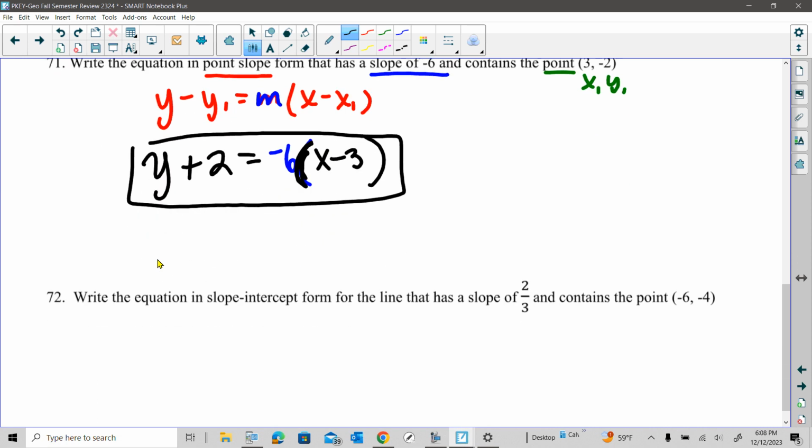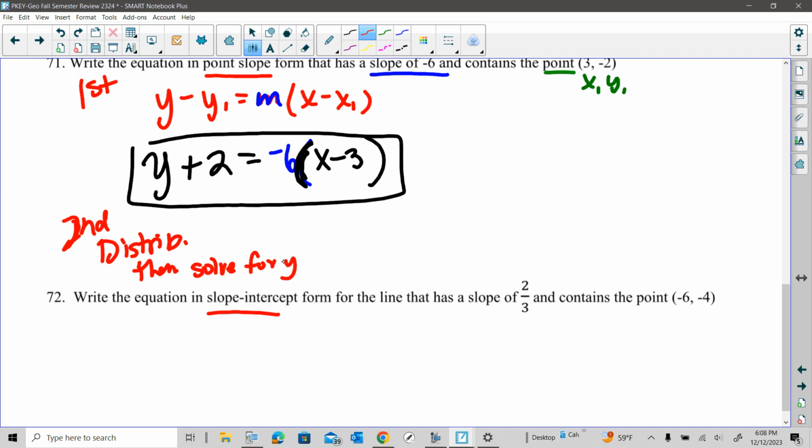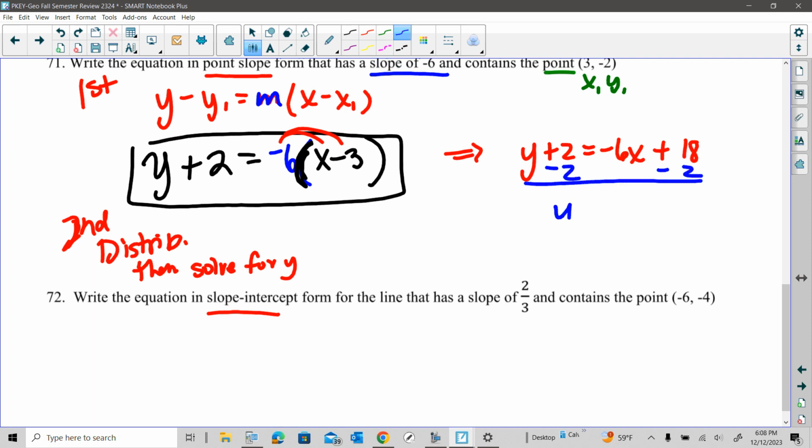Now to put this into slope intercept form, which is what this problem says, you have to do your point slope first. And then the second thing you're going to have to do is distribute and solve for y. Okay, so I'm going to do it on this, since it's already in point slope on this one, except distribute here. When I distribute, I'm just going to write it over here to the side. You would have y plus 2 equals -6x plus 18. And solving for y means you subtract 2. And so y equals -6x plus 16.